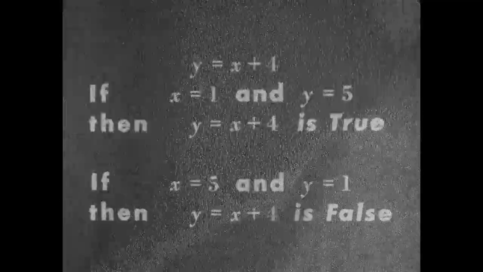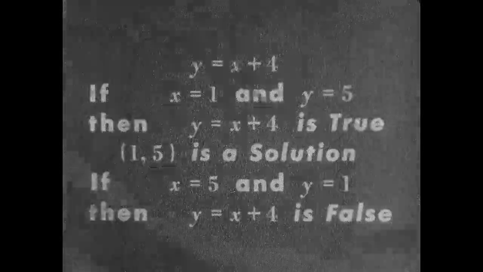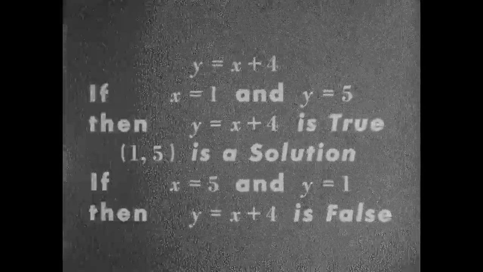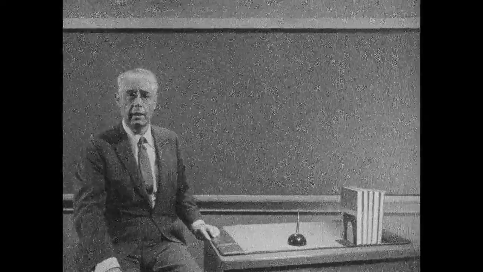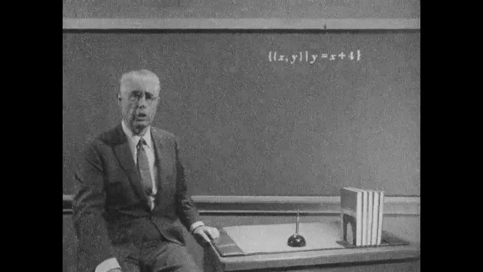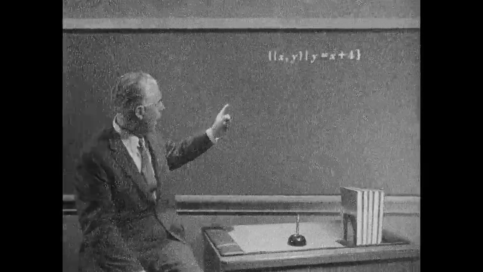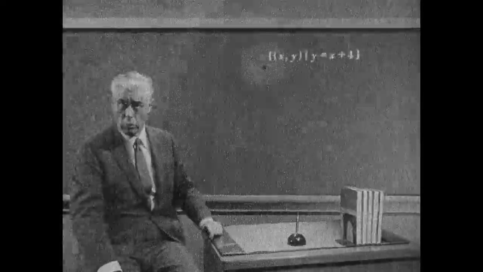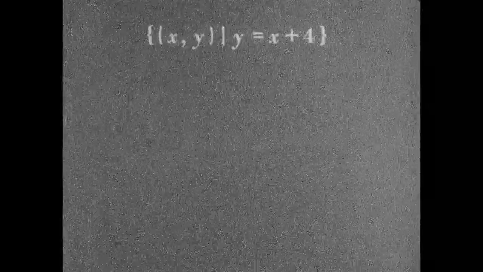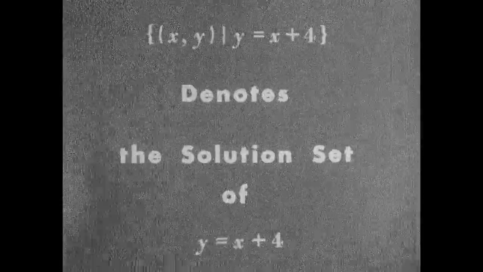The ordered pair 1, 5 makes the sentence true and is called a solution of the sentence. The set of all such ordered pairs is called the solution set of the sentence. We can use the same set builder notation that we used for sentences in 1 variable: the set of all replacements for x and y such that y equals x plus 4. This denotes the solution set.